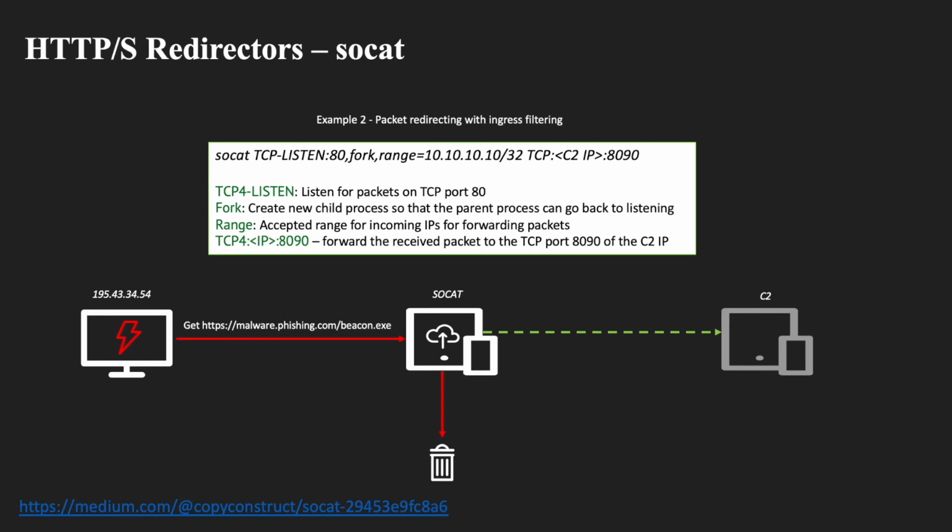We can harden socat even more by specifying an IP range. As with all the other examples that I mentioned before, we can use the IP space of our clients. So in this example, we say that we want to accept traffic on port 80 only from a specific range and send it over to port 8090 of our command and control server. All other traffic coming from different IP spaces is going to be dropped.